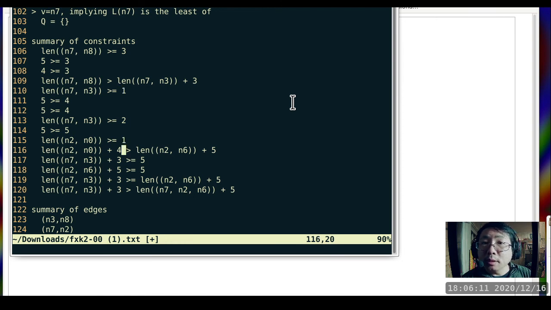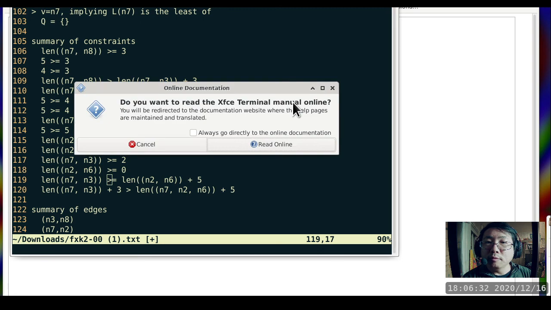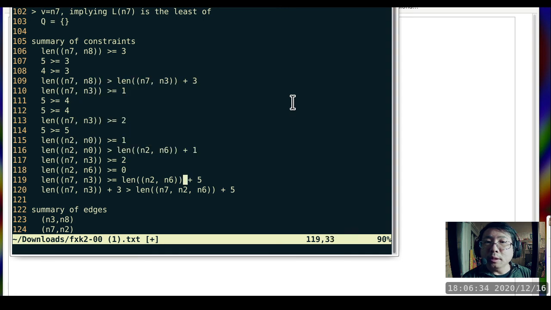And let's see, we can subtract 4 from both sides. That's a 1. Subtract 3 from both sides, and that's a 2. Subtract 5 from both sides, and that's just greater than or equal to 0. Subtract 3 from both sides, whoops, and this is a plus 2. And subtract 3 from both sides again, and that is now a plus 2. There we go. All right, so that is much better.